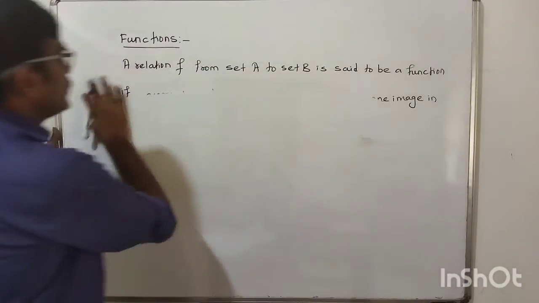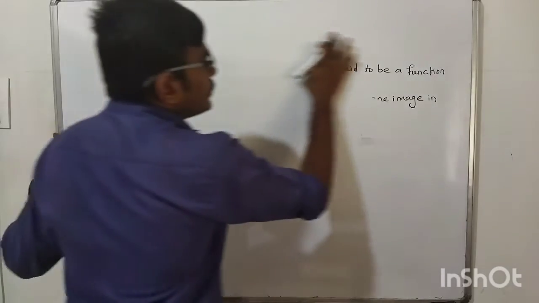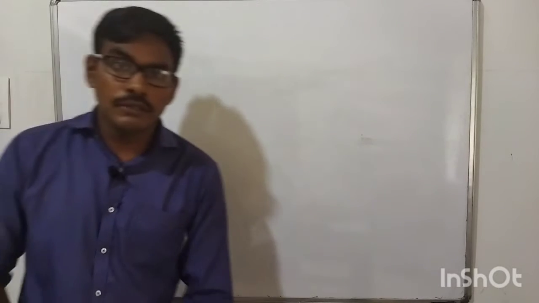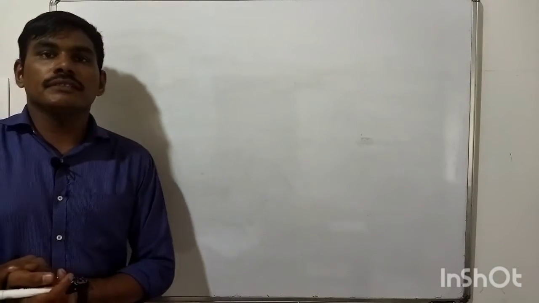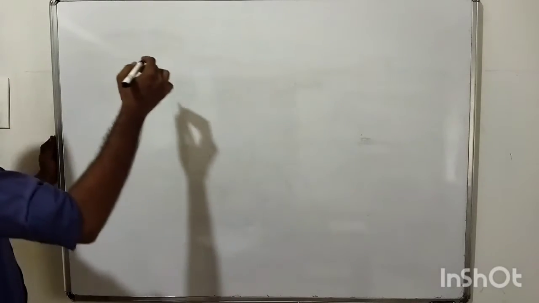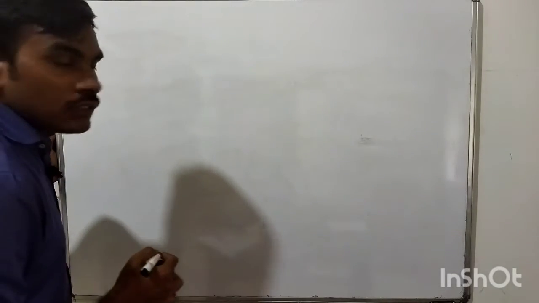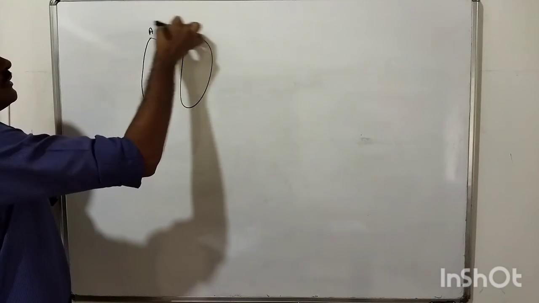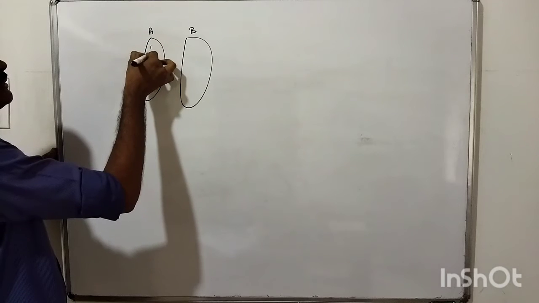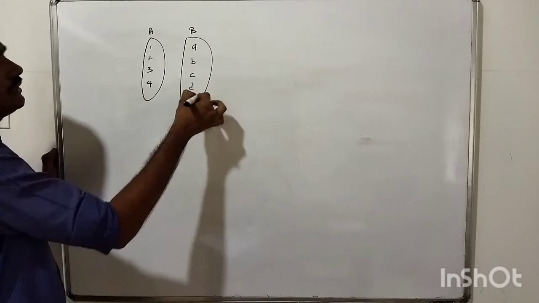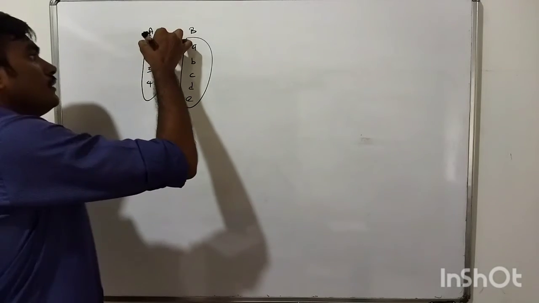Now we'll see some examples based on this. I'll show you some more arrow diagrams and you have to tell whether it is a function or not. So I'll give you some relations with the help of arrow diagrams. So 1, 2, 3, 4 and A, B, C, D, E. You have to check whether this is a function or not.